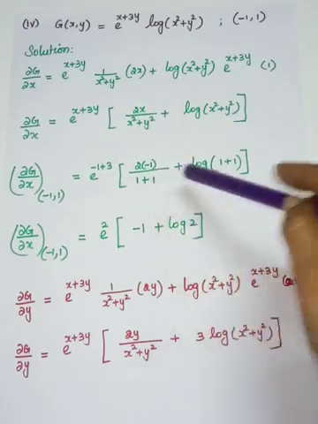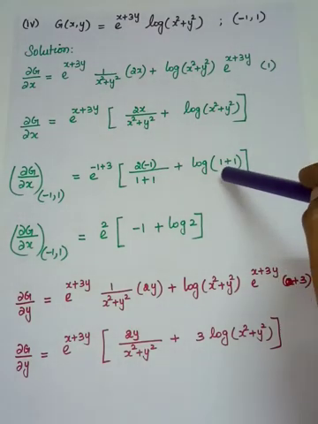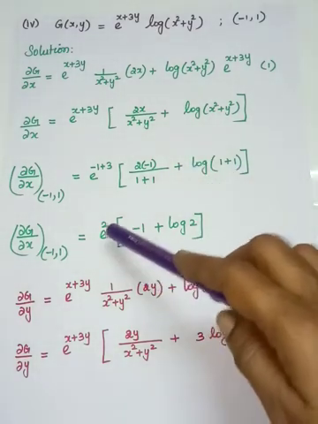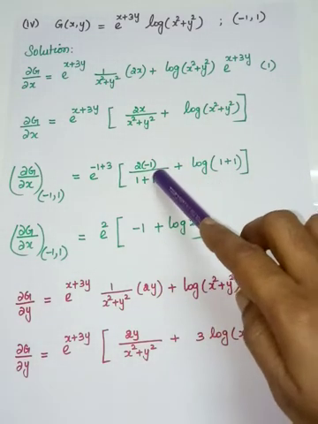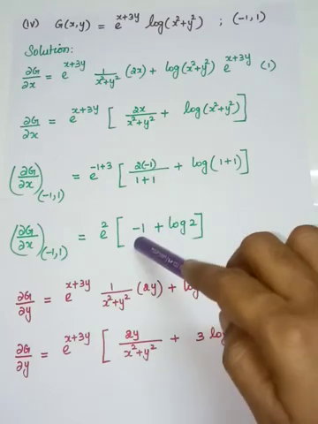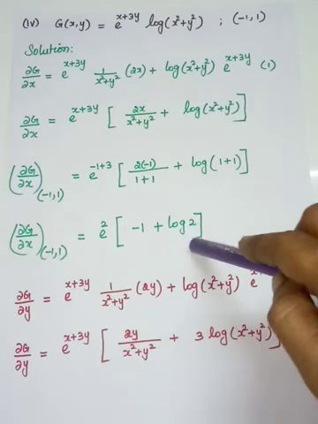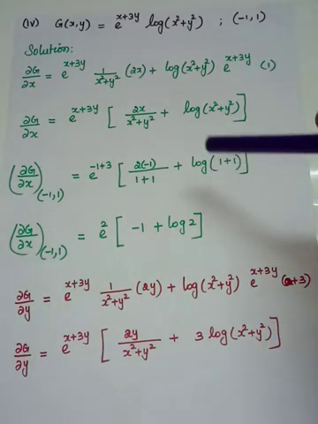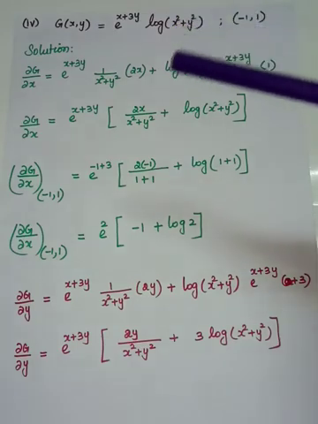So 1 plus 1 plus log of, here x squared is minus 1 the whole square, y squared is 1 square. So when you simplify it is e power 2 into, look at this, 1 plus 1 is 2, 2 getting cancelled. So in the numerator you are having minus 1 plus log 2. Okay, so first partial derivatives over. We are moving to the next one.